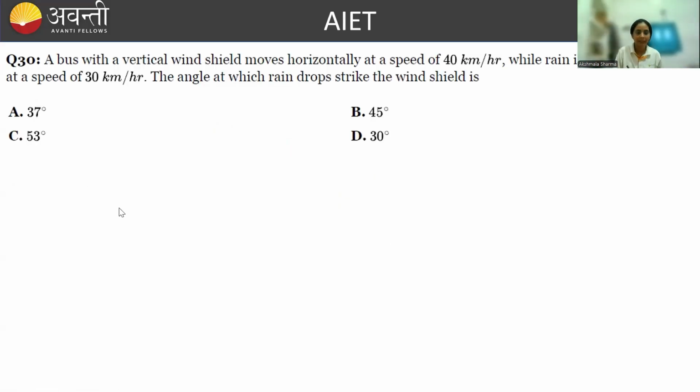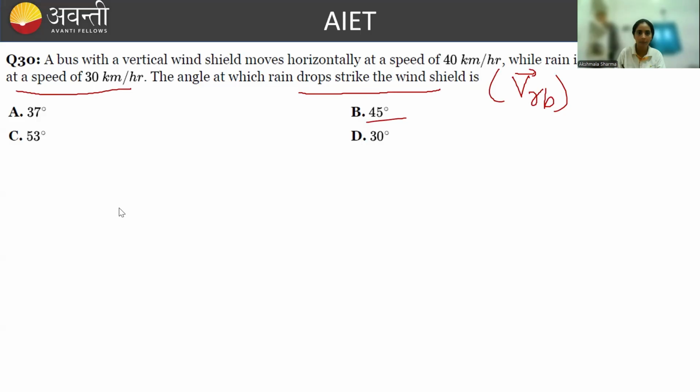Now let's look at this question. A bus with a vertical windshield moves horizontally at a speed of 40 km per hour while rain is falling vertically at a speed of 30 km per hour. So the angle at which raindrops strike the windshield. It means what we have to calculate? Velocity of rain with respect to the bus or with respect to the windshield. And this we need to do vectorially because we have to deal with an angle here.